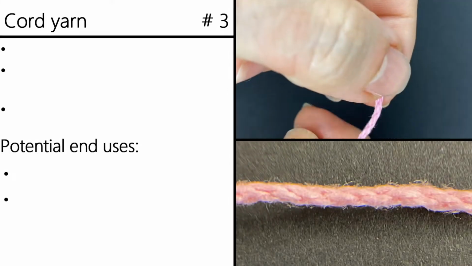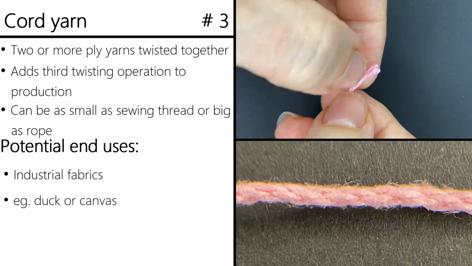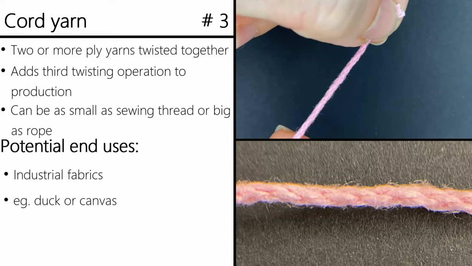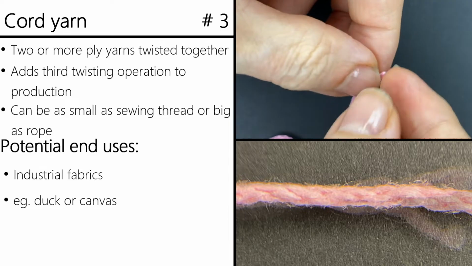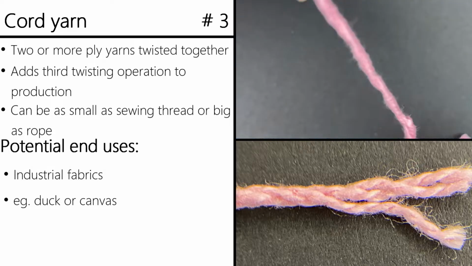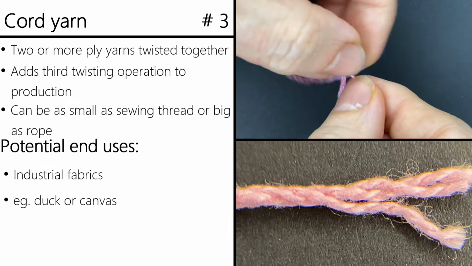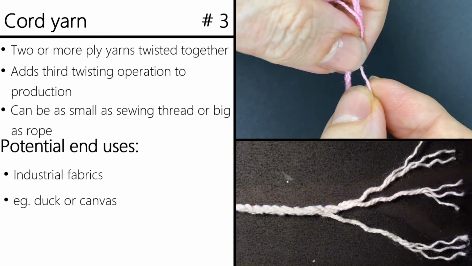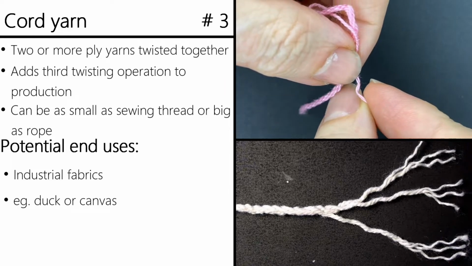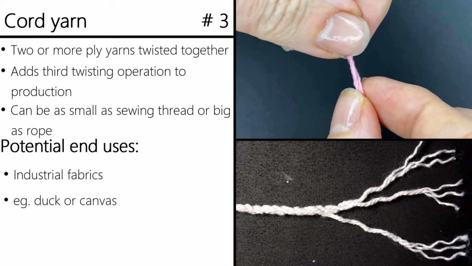Up next we have sample 3, the cord yarn. A cord yarn is made from twisting together 2 or more ply yarns, adding a third twisting operation to the production process. The sample from your packet consists of 3 2-ply yarns. A cord yarn can be as small as sewing thread and used in apparel, or as big as rope. They are also found in industrial fabrics such as duck and canvas.